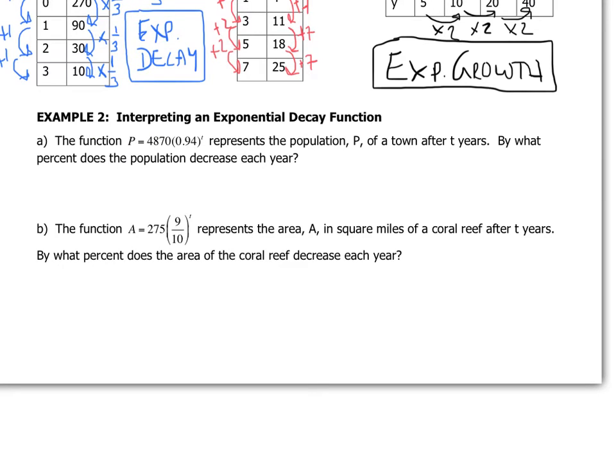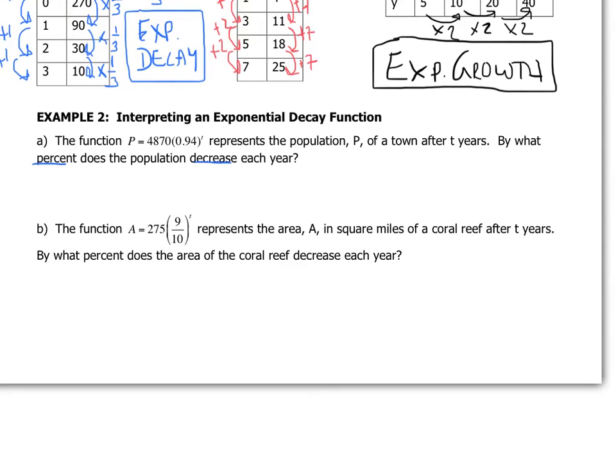So next we want to talk about interpreting the exponential decay function. This function, p equals 4,870 times 0.94 to the t, represents the population p of a town. So the p is our population after t number of years. By what percent does the population decrease each year? When we're looking at how much we are decreasing each year, that's basically trying to find our R value, or our decay rate. So we're looking for the decay rate.